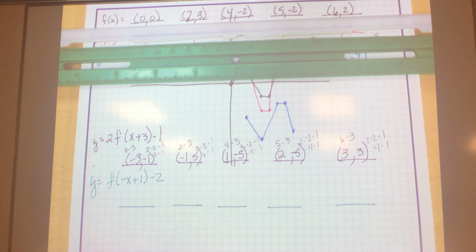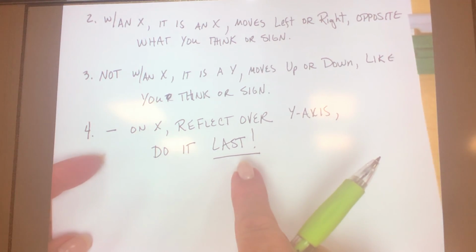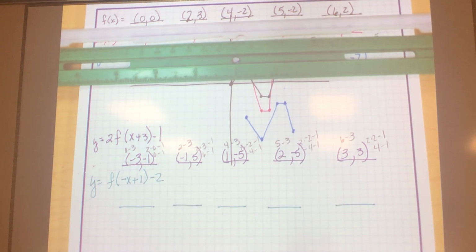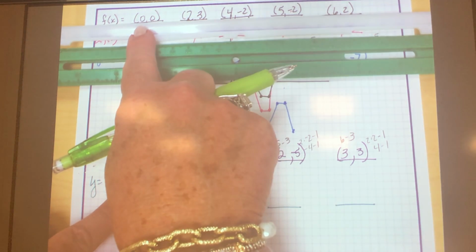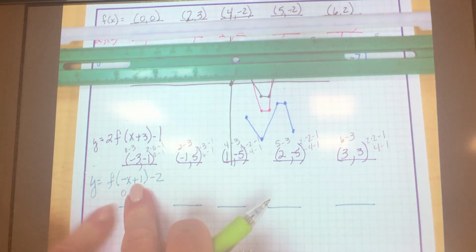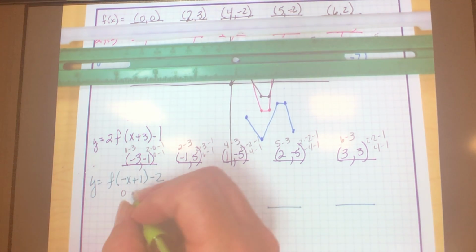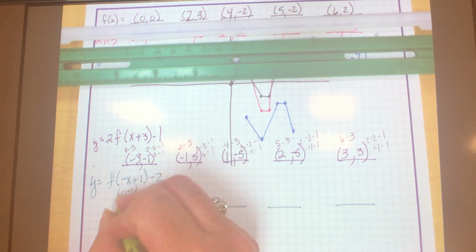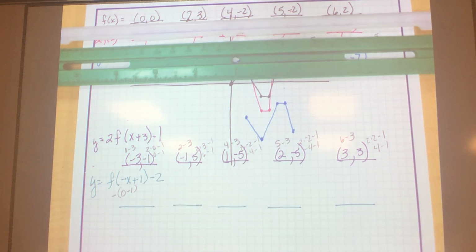See, he's the last. See what your directions say? Let me find them. Reflect over y. Yeah, reflect over the y-axis. You're going to do this last. So, there's my x, 0, so I'll still go 0. He still does the opposite of what you think. So he still goes -1, but once I get that answer, I'm going to take the opposite of it.